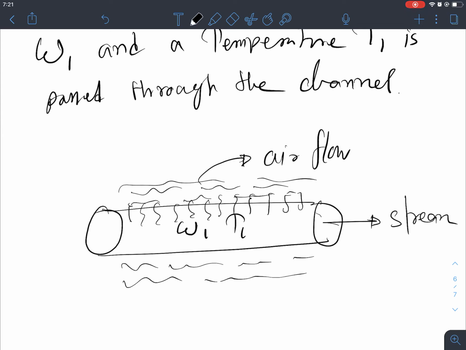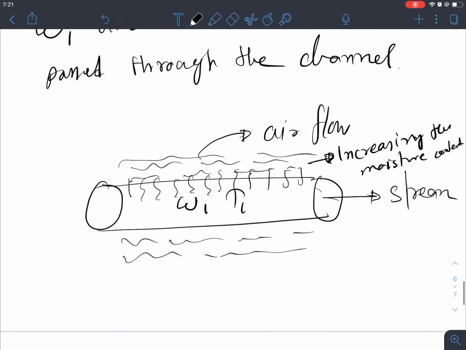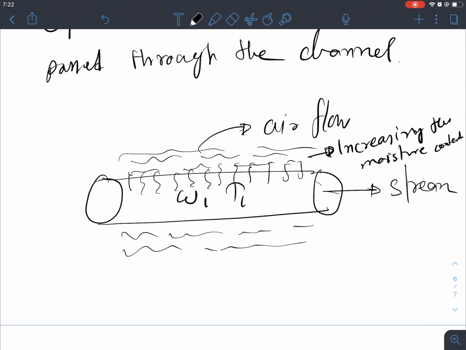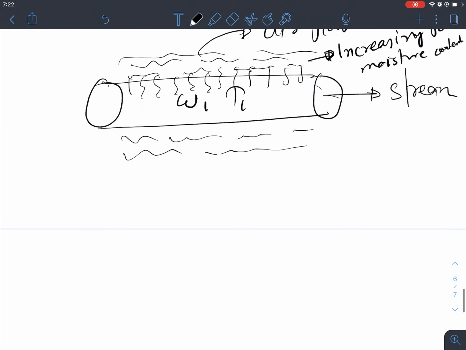And then it gets mixed with this airflow, right? So the moisture content of the air is increasing, and its temperature is decreasing, right? Why? It's because a part of the latent heat of vaporization of the water that evaporates comes from the air.